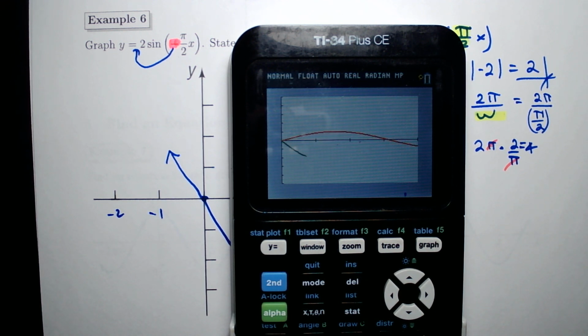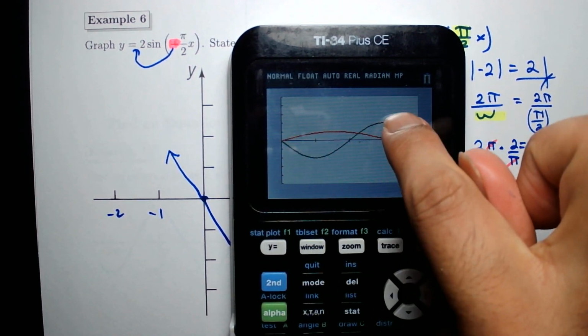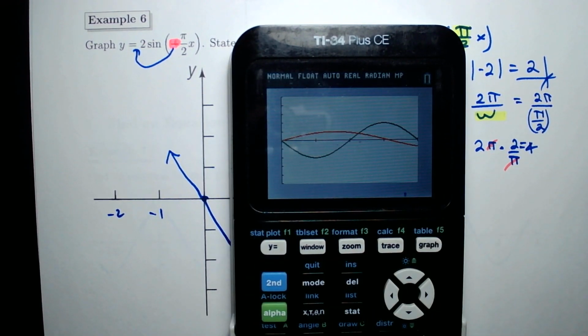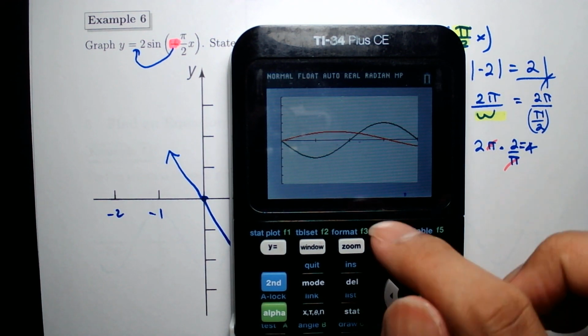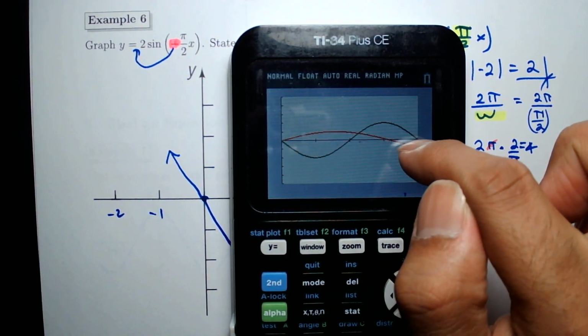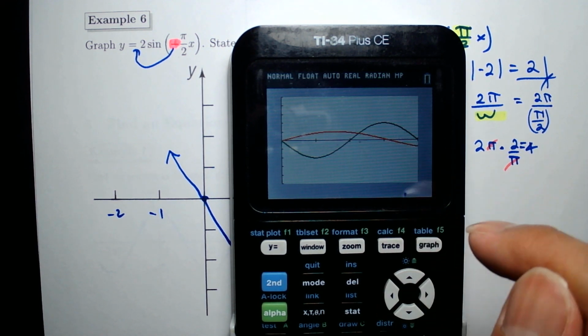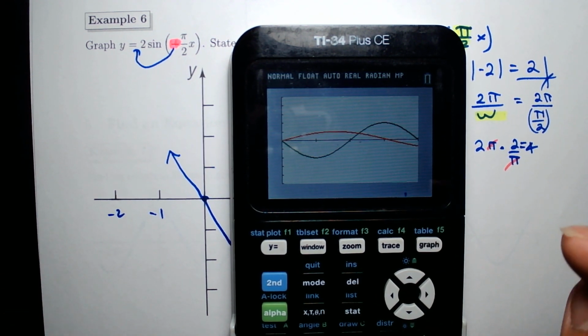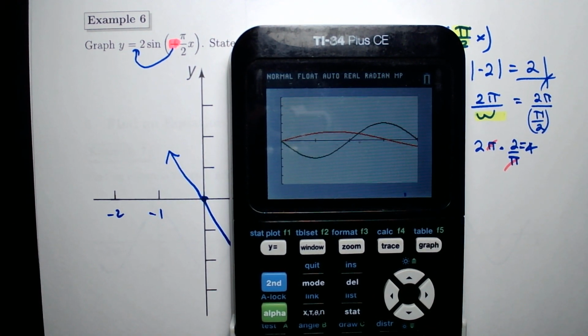I don't think it's going to work in this case. Well, yes, that's fine. It completes 1 cycle. The shifted one completes 1 cycle every 4 units, as opposed to the original one that completes the cycle at 2 pi units, which is roughly 6.28 units.